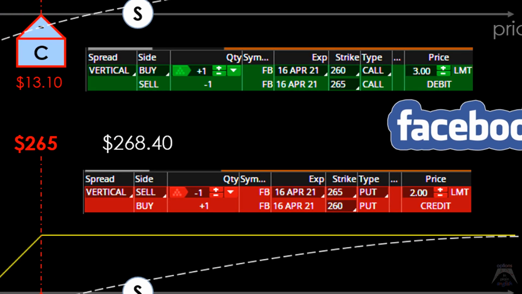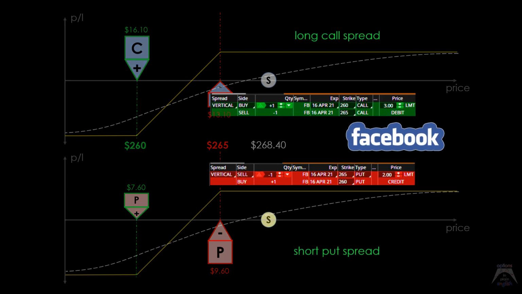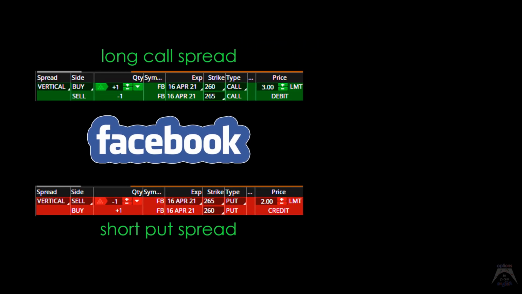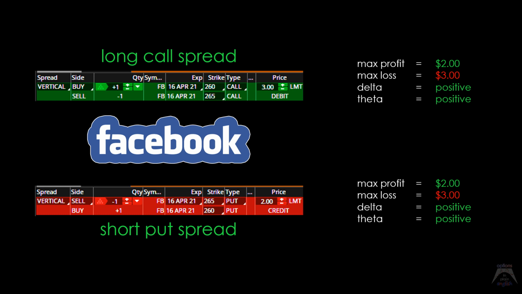This means that the max profit and loss that we can have are $2 and $3 respectively. Max profit will occur when both options expire out of the money, in which case the value of the spread will be 0. We can see here how these two positions are exactly the same. So yes, a call spread can be a put spread, as long as we're talking about a long call spread being compared to a short put spread and using the same strikes.